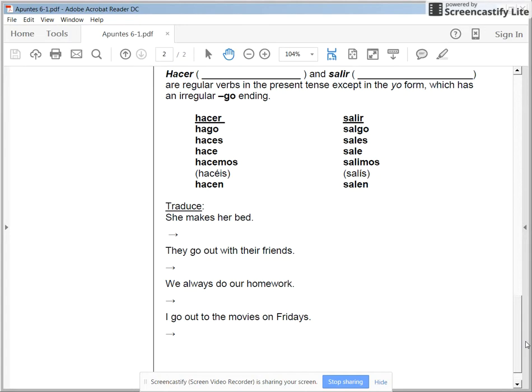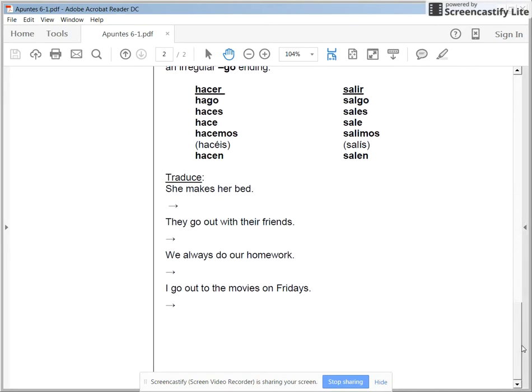We always do our homework should read, nosotros siempre hacemos nuestra tarea. I go out to the movies on Fridays should read, yo salgo al cine los viernes. So hopefully that was okay. And if you need to repeat or review any section, remember to always just go back and listen to it again.